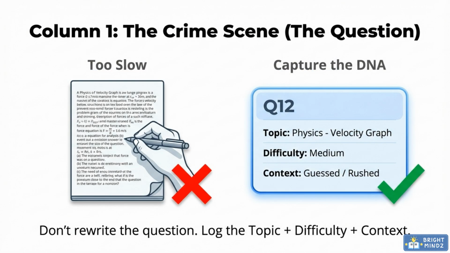When you review a past paper, don't waste time copying the whole question. Capture its DNA instead. Write the question number, then quickly note three things: the topic, the difficulty, and the context of your mistake. For example, Q12, physics velocity graph, medium, guessed under time pressure. This takes seconds, but later it reveals clear patterns about which topics and situations keep costing you marks.